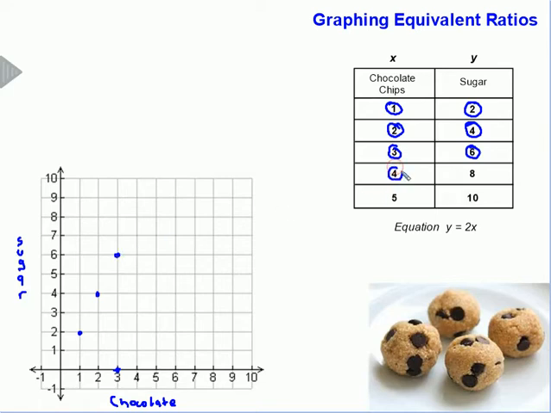And then over here, we'll have an x value of 4 and a y value of 8. So we go over to the 4 and go up to 8. And then lastly, 5 cups of chocolate chips require us to use 10 cups of sugar. That is a lot of chocolate chip cookies, I think. I like a lot of chocolate chip cookies, so that's okay.